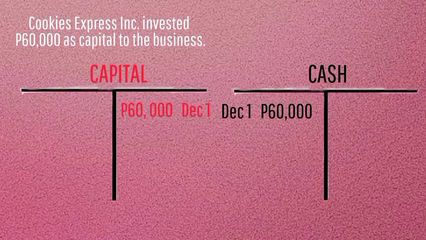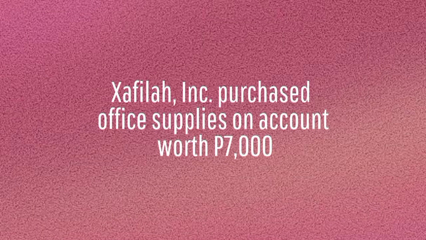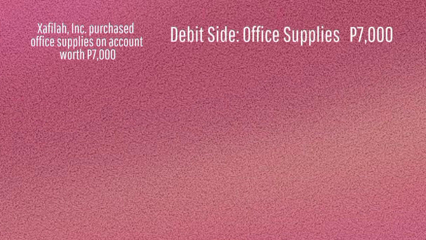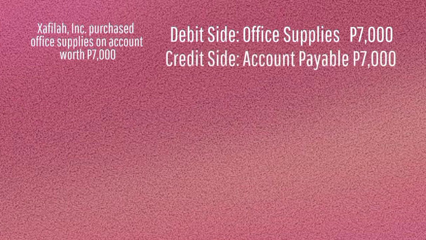For the next example, Jafila Incorporated purchased office supplies on account worth 7,000. Let's plot the entries first. Office supplies, debit, because they purchased office supplies for the company. On the credit side, the transaction says they purchased office supplies on account, so the entry here must be accounts payable. It means the office supplies are not paid, but to be paid soon.